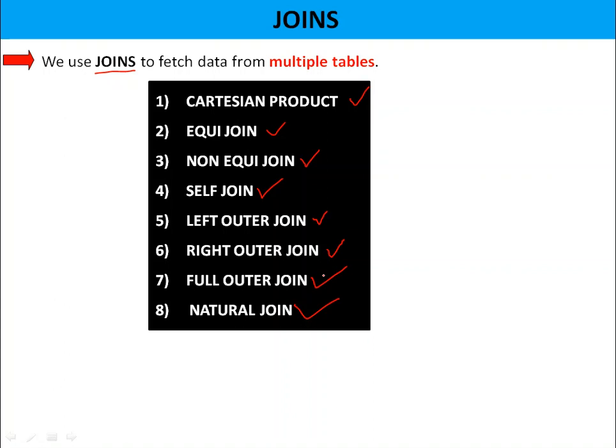I'll not cover any theory perspective. I'll focus only on query solving ability. Let's continue, guys. Let's start with Cartesian product.